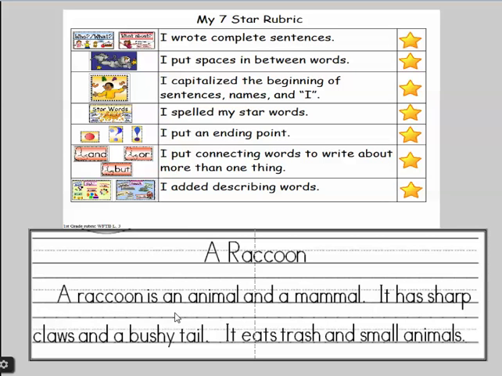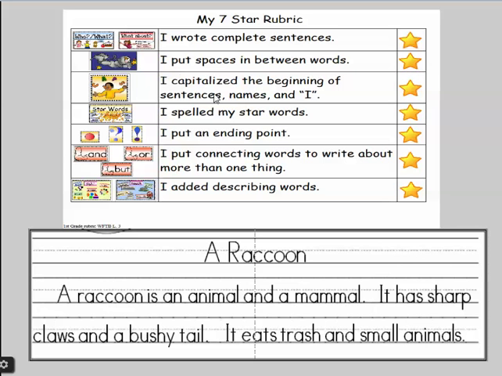A raccoon is an animal and a mammal. It is a complete sentence. It has the noun, it has the verb, and then it completes the thought. It has sharp claws and a bushy tail. Right here, this is the pronoun. So it has a pronoun, it has a verb, it has adjectives, and then it completes the thought. It eats trash and small animals. Has the pronoun, the verb, and the complete thought. So that one we could check off.